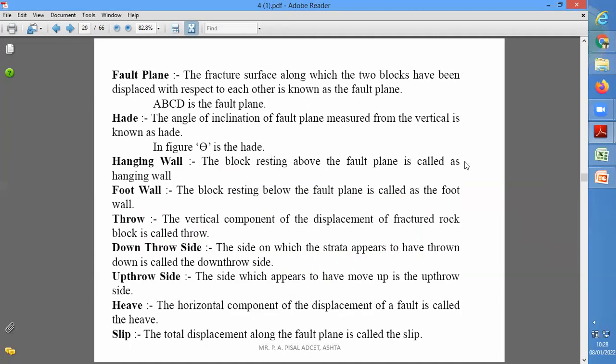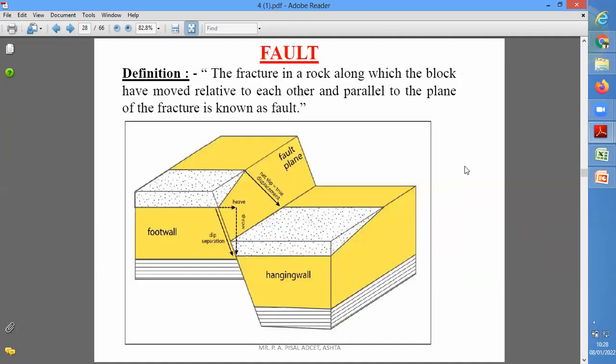Now the next are the up throw side and down throw side. Up throw and down throw. Okay, just wait, I will show you here the up throw side and down throw side.